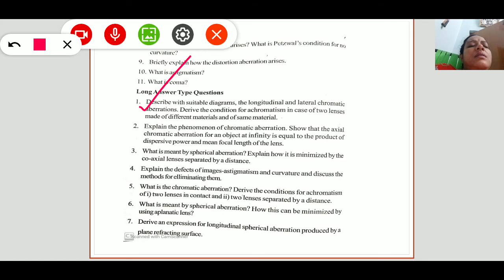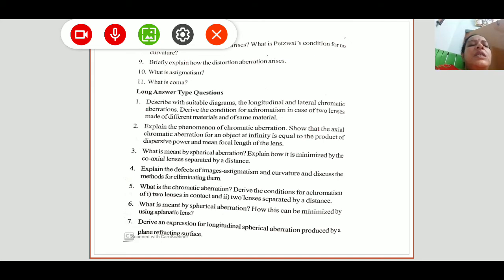Explain the phenomena of chromatic aberration. Show that the axial chromatic aberration for an object at infinity is equal to the product of the dispersive power and the mean focal length of the lens. Just this is the case.